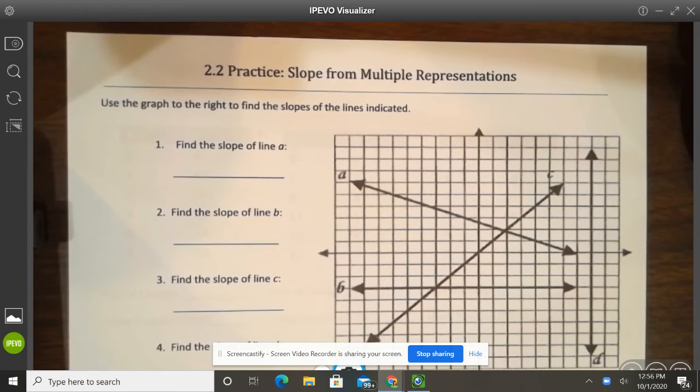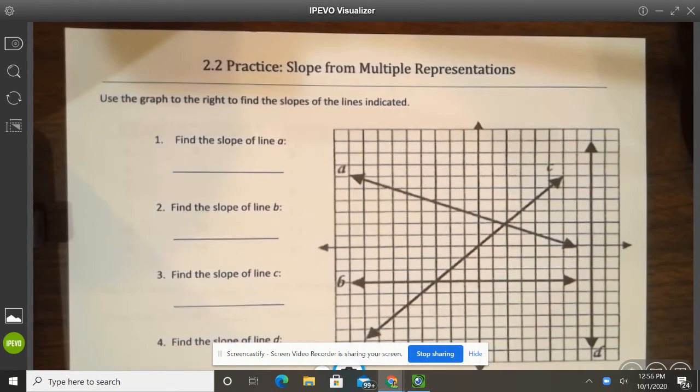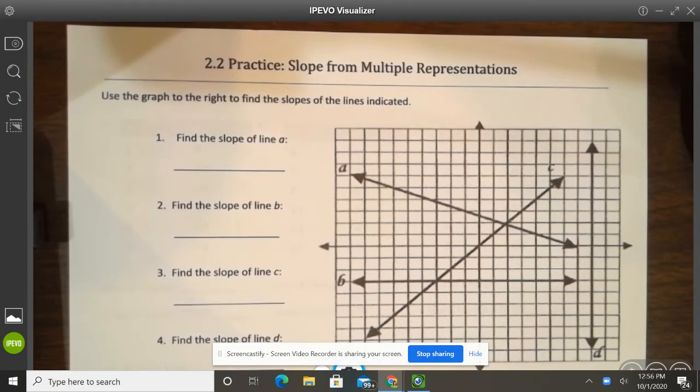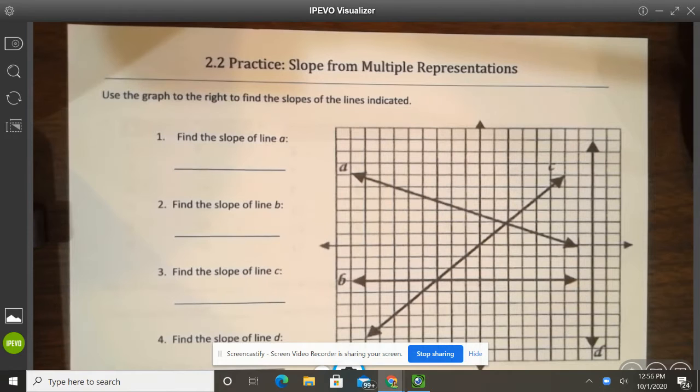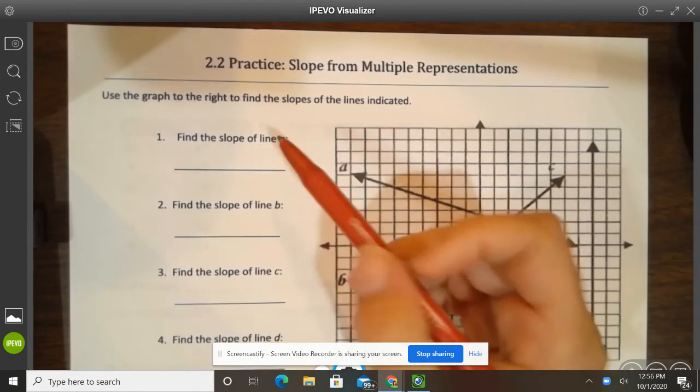All right, so this week we're gonna put everything together. It's slope from multiple representations. Now we did graphs, we did tables, we did equations, and then we took the slope from equations, from graphs, from tables, and also we read word problems and took the slope from there. So we're gonna do a whole thing together. So let's do everything together.